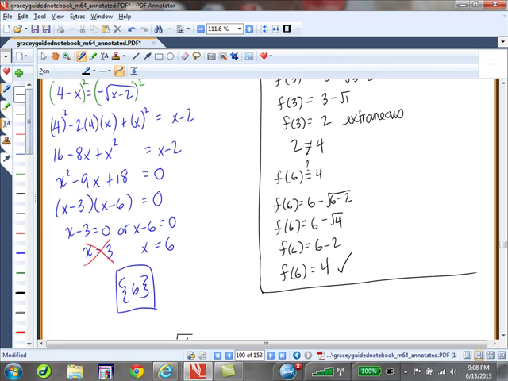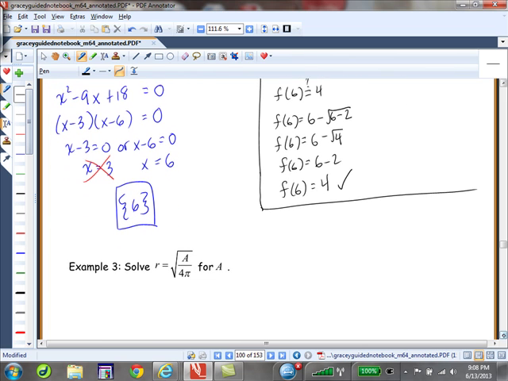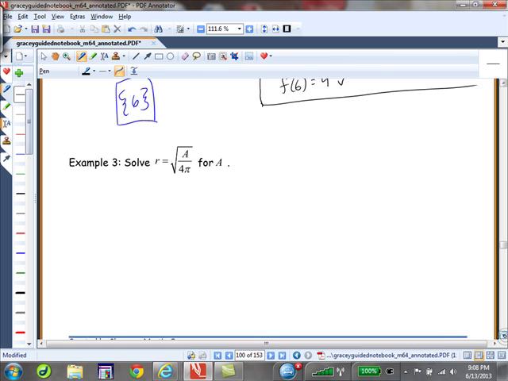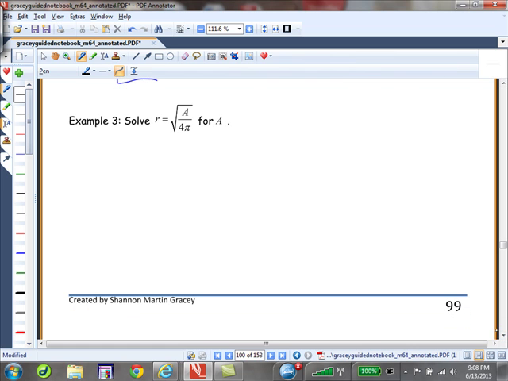Okay. One more problem. Oh, I lied. We've got another page. We're getting there. So here we are. Sometimes we want to solve for a specified variable. So in this problem, we have r is equal to the square root of a divided by 4 pi, and we want to solve for a.